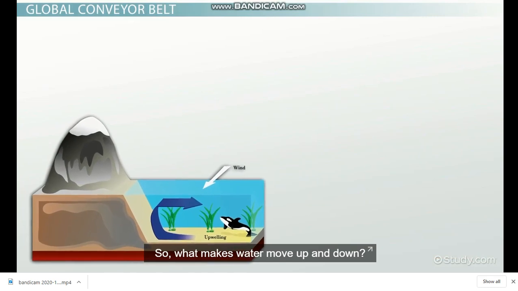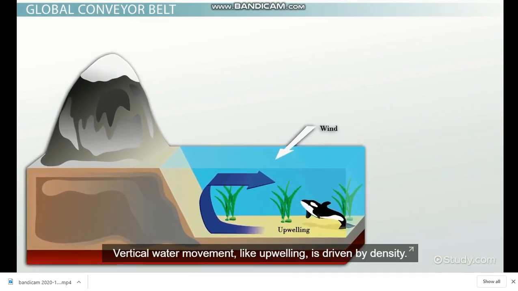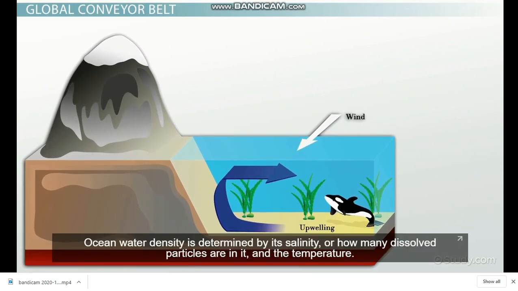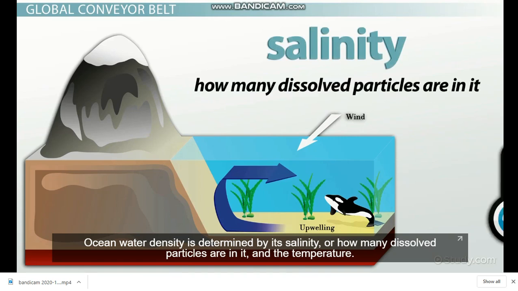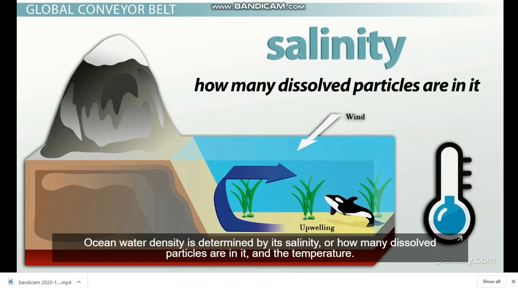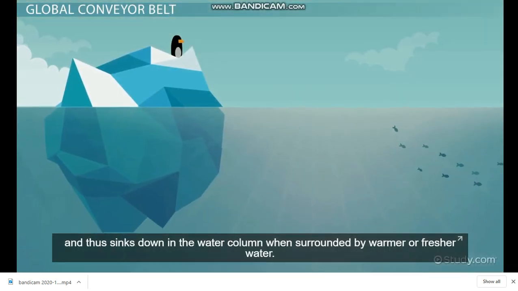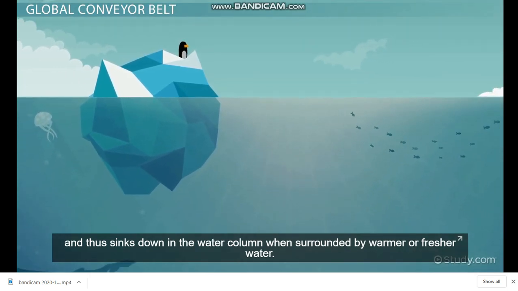So what makes water move up and down? Vertical water movement, like upwelling, is driven by density. Ocean water density is determined by its salinity, or how many dissolved particles are in it, and the temperature. The coldest, saltiest water on Earth is the most dense, and thus sinks down in the water column when surrounded by warmer or fresher water.